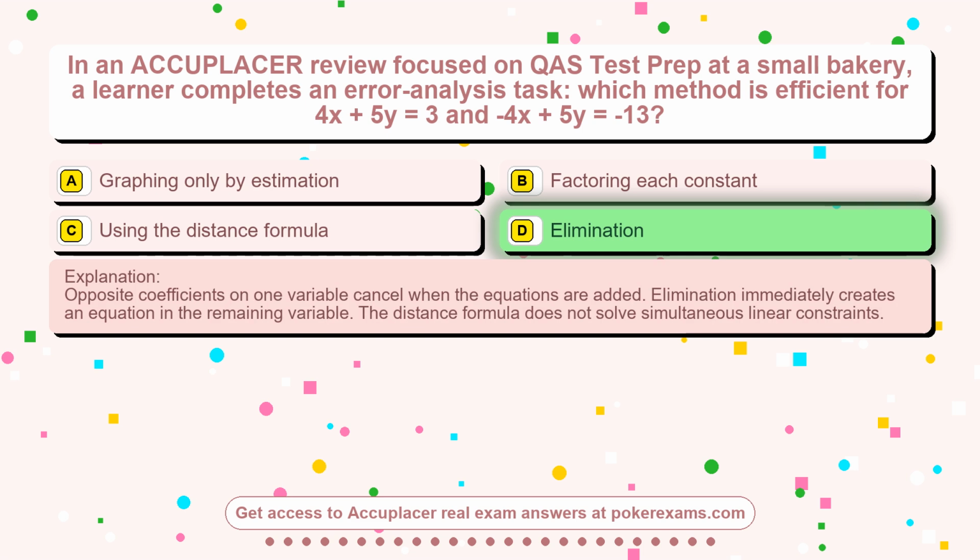Opposite coefficients on one variable cancel when the equations are added. Elimination immediately creates an equation in the remaining variable. The distance formula does not solve simultaneous linear constraints.